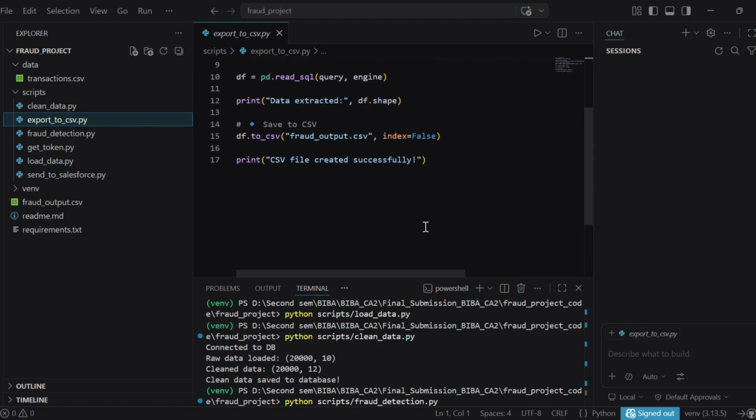Finally, high risk transactions are exported into a CSV file, which is used for integration with Salesforce to generate fraud alerts. Overall, Python plays a key role in transforming raw data into meaningful insights and enabling effective fraud detection.